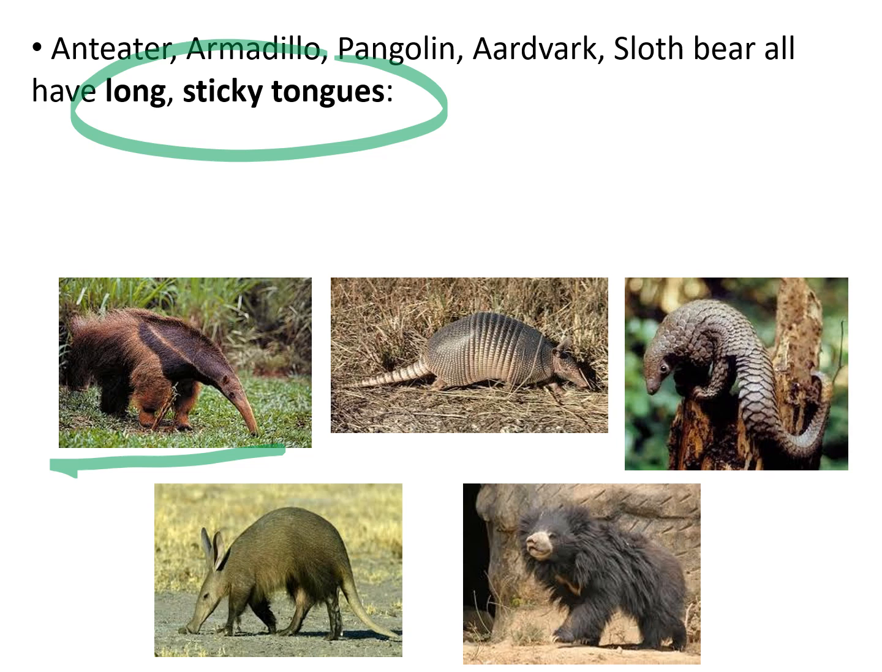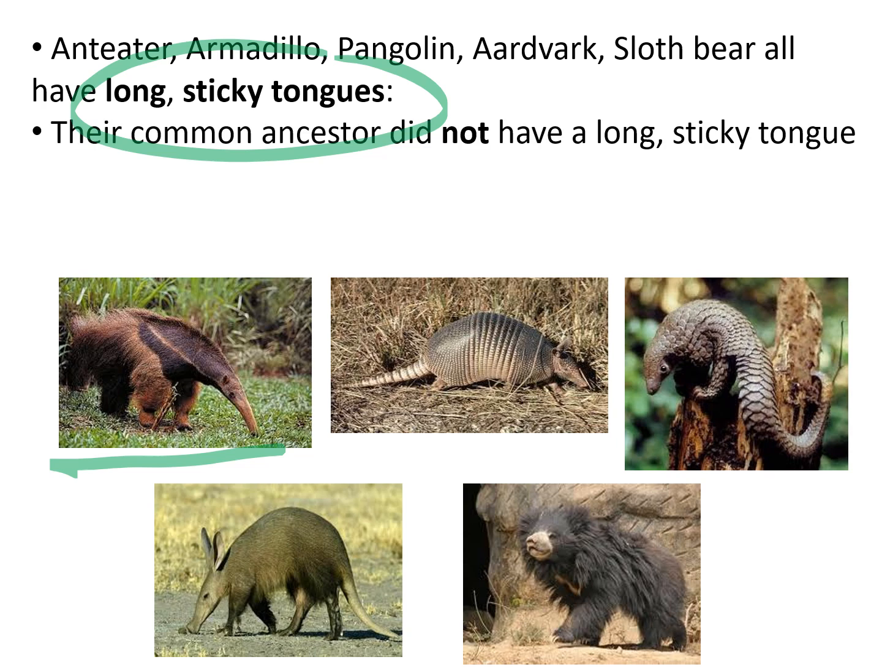I'm not sure if they all actually eat ants, but they do have these long sticky tongues that can be used for collecting insects. And so this would be another example of a convergent trait, or a trait that they have converged upon, this long sticky tongue, that their common ancestor did not have, but because of the particular niches that they live in, having a long sticky tongue provides them with an advantage for that particular niche.